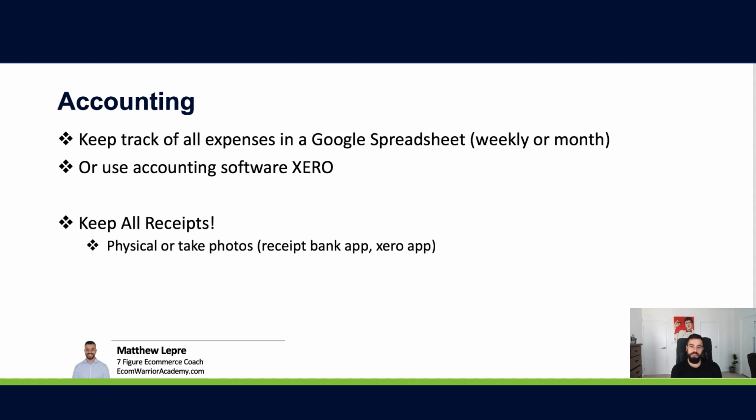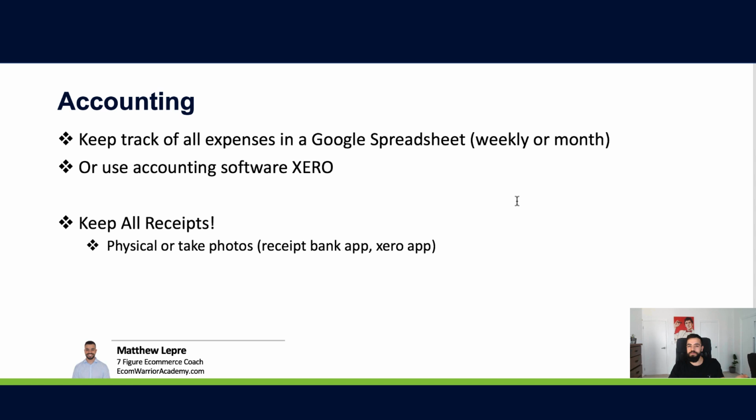And accounting. Being successful in business isn't just about making money. It's about being able to keep track of everything, look at your numbers, analyze things, and make predictions. So it's very important that you get your accounting right. Your accountant can help you out. But ultimately, you want to keep track of all expenses in a Google spreadsheet and update that either weekly or monthly. That's one option. That's for free, obviously.